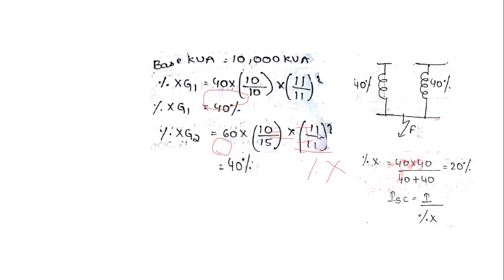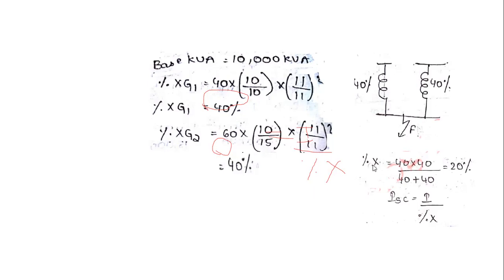MVA is 11 by 11 whole square. Then we obtain 40%. Then we draw the reactance diagram. This is the generator G1 and this is the generator G2. This is the percentage Xg1 value, and this is the percentage Xg2 value. Therefore, the two generators are connected in parallel.